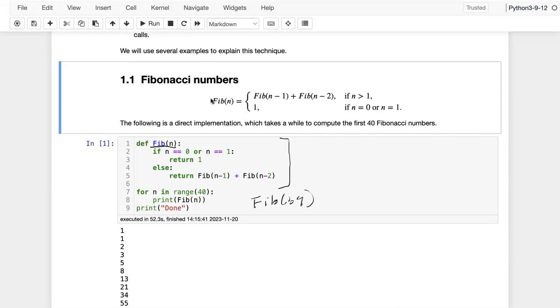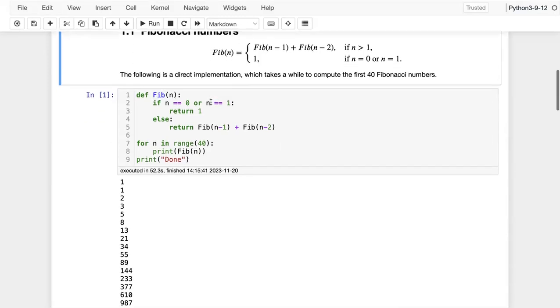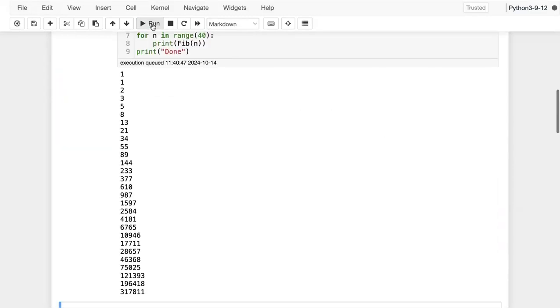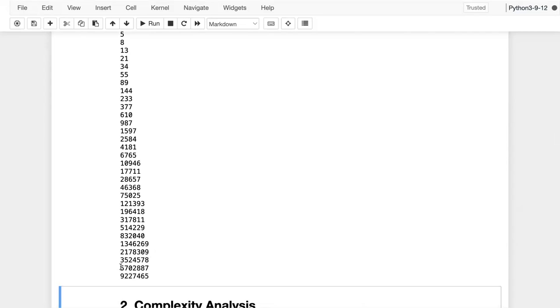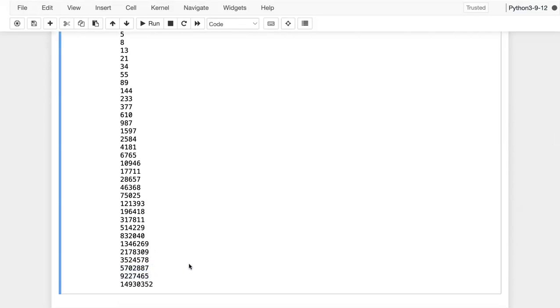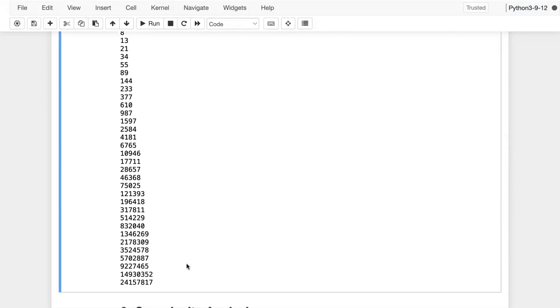Okay, so let's run this. Now, as you can see, it's still running, because if we do an analysis, we'll see that certain subproblems will end up being computed over and over again.